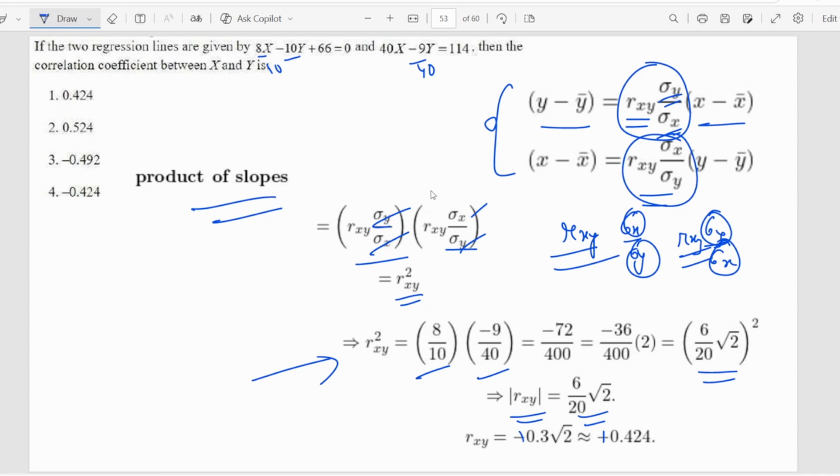Because the sign of the slopes is positive, the final magnitude of the correlation coefficient should be multiplied by the positive sign. And that's why we have 0.424 as the right answer. That was it.